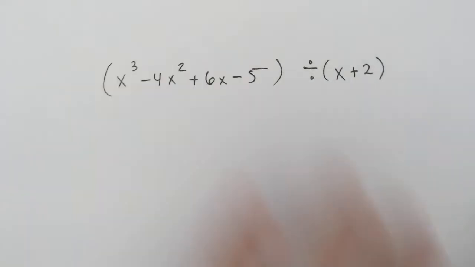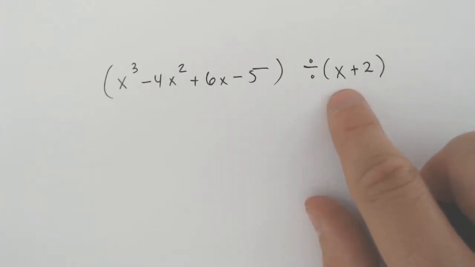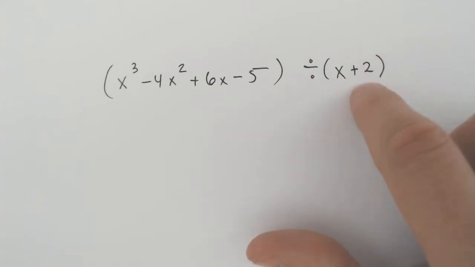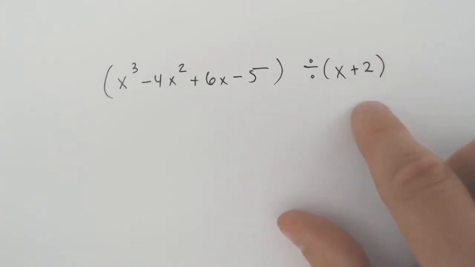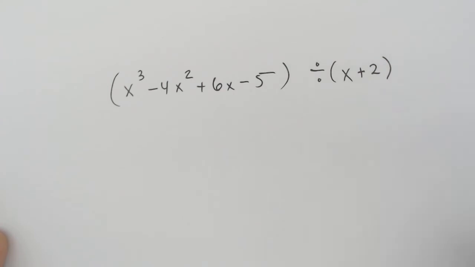Okay? Now, first off, you can only use synthetic division when you are dividing by a very basic, boring factor like x plus 2, x minus 3, x plus 5, x minus 6. Anything that's boring that you're dividing by, you can use synthetic division. You could not use it if you were dividing by x squared plus 2 or 3x minus 7. Anything that's crazy, you can't use synthetic division by.